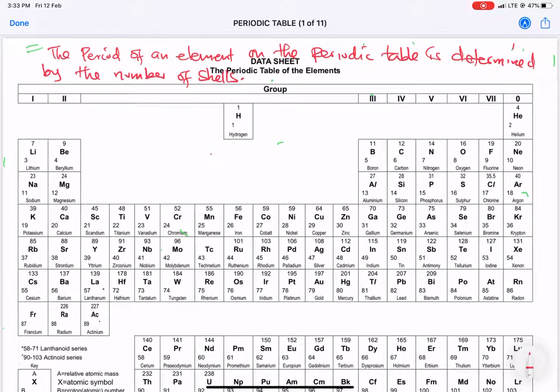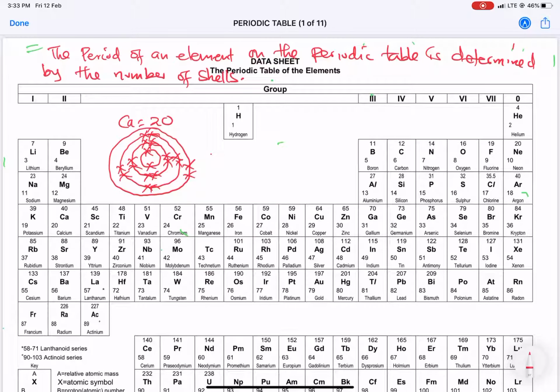For example, calcium's atomic number is 20. So the electronic configuration will be as follows. We have 2 followed by 8. So 2 plus 8, that's 10. Then another 8. 10 plus 8, that's 18. To reach 20, we are remaining with 2 electrons.